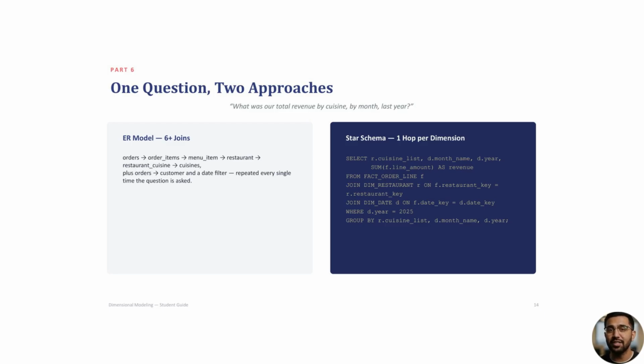In contrast, the star schema simplifies this process. Here, you only need one hop per dimension. The structured query language query demonstrates this efficiency. It joins fact_order_line with dim_restaurant and dim_date, grouping by cuisine and month to calculate revenue. This streamlined approach not only reduces complexity, but also enhances performance, making it ideal for quick insights. Understanding these differences is crucial for optimizing data retrieval in dimensional modeling.